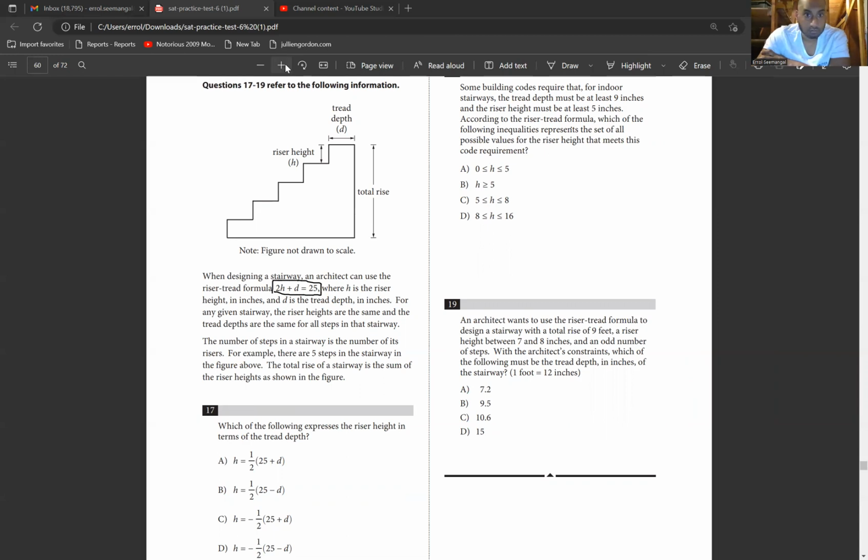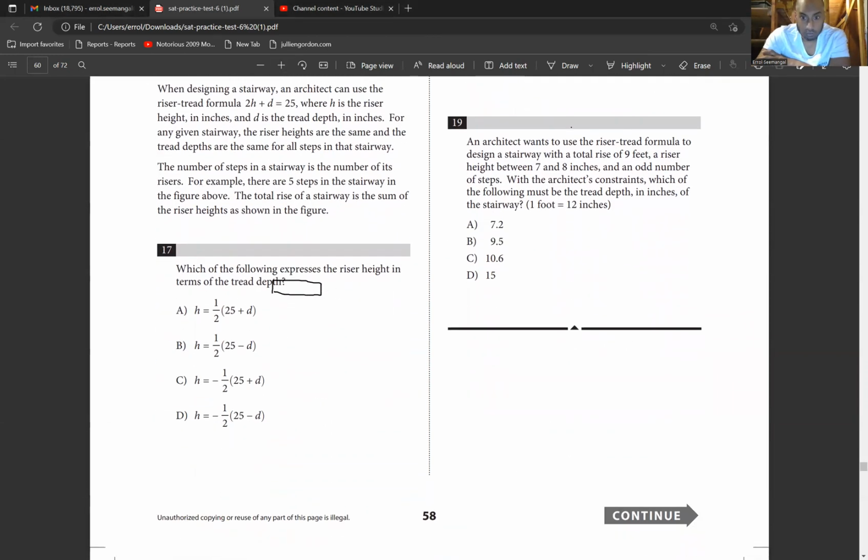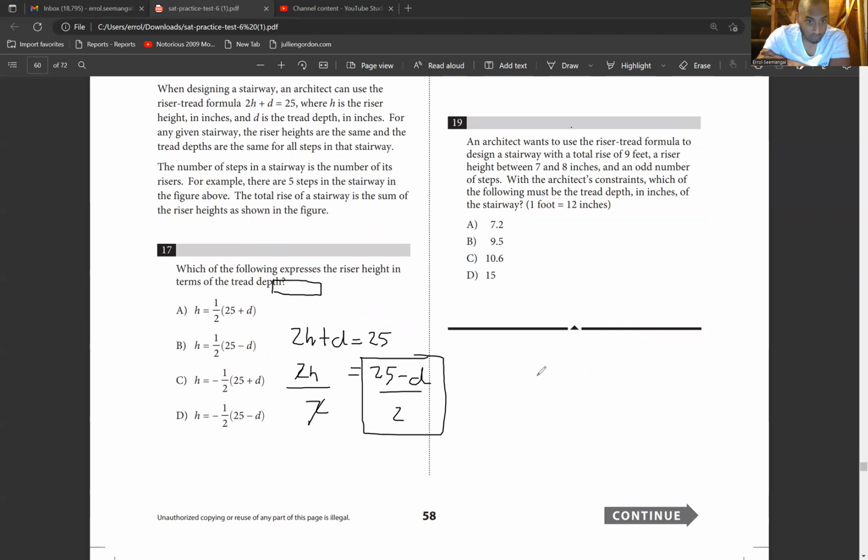All right, so let's do it. 2H plus D is 25. Solve for H. 2H equals 25 minus D. Now divide both sides by 2. H equals this right here. Do we have that? Is that equivalent to B? Yes. Yep, exactly. Okay, that one's good.